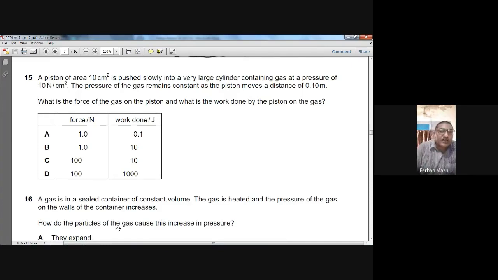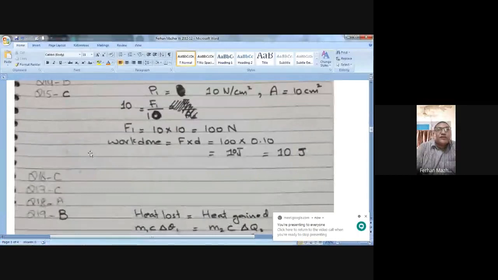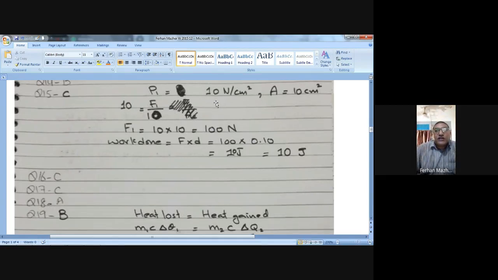I have done this on a sheet. Let me show you. Okay. So pressure is given as 10 Newton per centimeter square. Area is given as 10 centimeter square. So put the values in the pressure formula. Pressure is force divided by area. The pressure is 10. The area is 10. So F will be 10 multiplied by 10. That will be 100 Newton. Work done can be calculated by the formula F into d. F is 100 Newton and the distance is 0.10 meter. You multiply them, you get the answer 10 joules. So the choice is C.